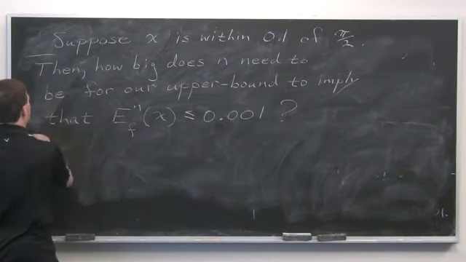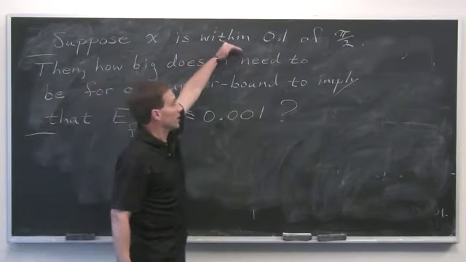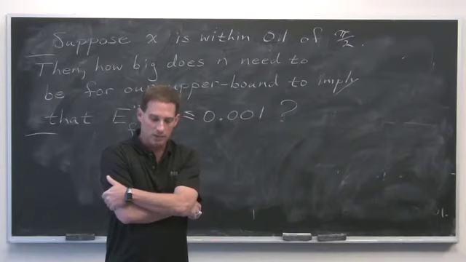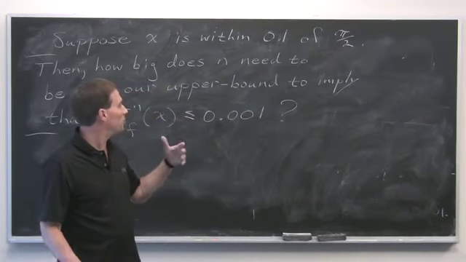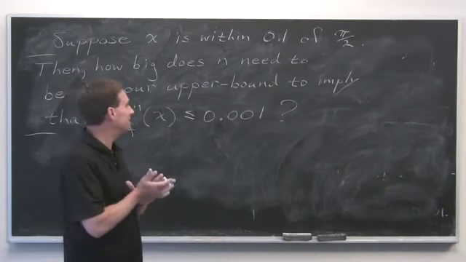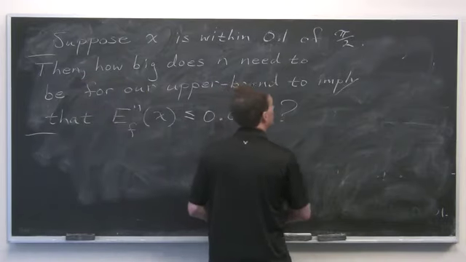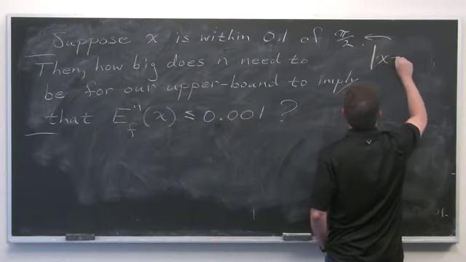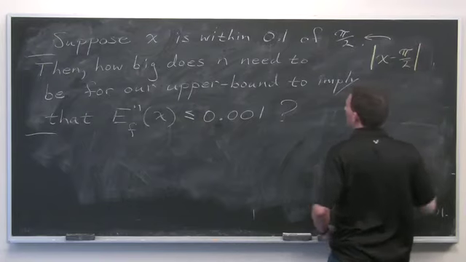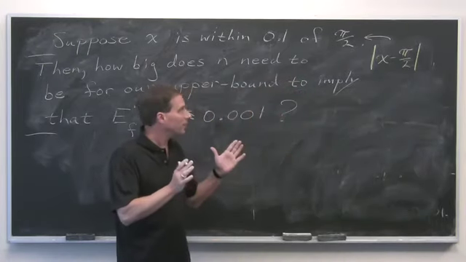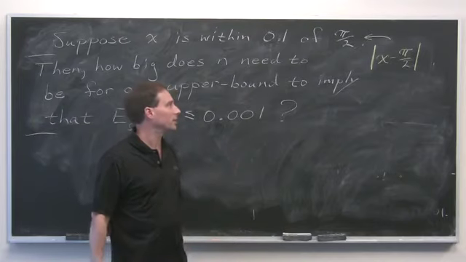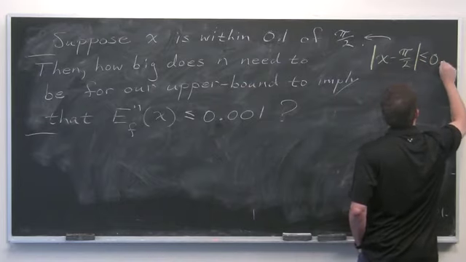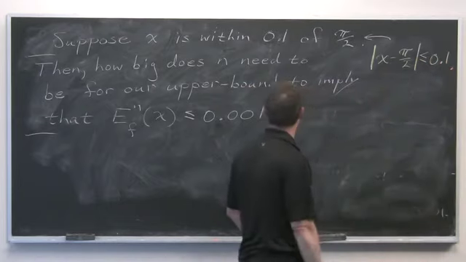What does this line mean? Suppose that x is within 0.1 of pi over 2. That means x is within plus or minus 0.1 of pi over 2. You need to know that this is exactly the statement that the absolute value of x minus pi over 2 is, and it depends on whether, when you say within, you include exactly 0.1 away. In common speech, yes, it does. So this line says that this is less than or equal to 0.1. That's exactly the same statement.